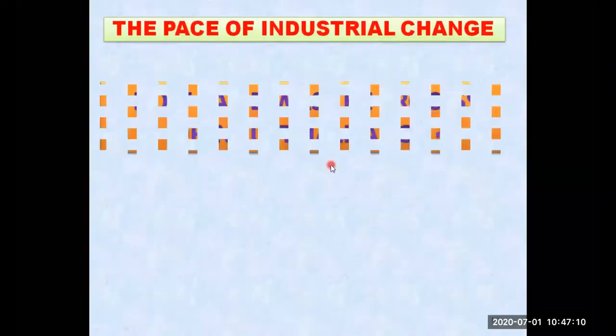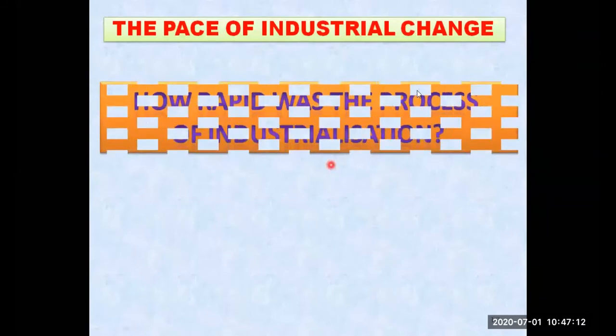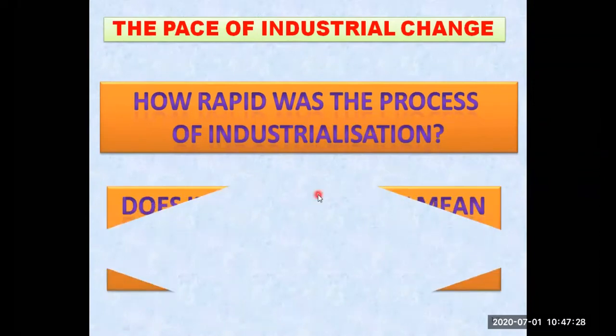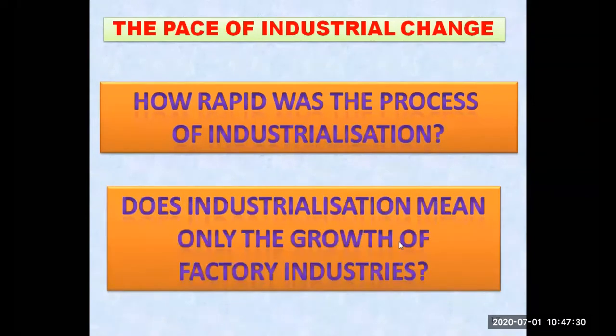So let us move to our next topic, and that is very important from the point of view of this chapter, because a question from this portion also comes in the board examination. How rapid was the process of industrialization? Industrialization का process जो है वो कितना तेजी से बढ़ रहा था? How rapid was that? So we will have to measure it also. Does industrialization mean only the growth of the factory industries? We will have to check these two questions, my dear students.